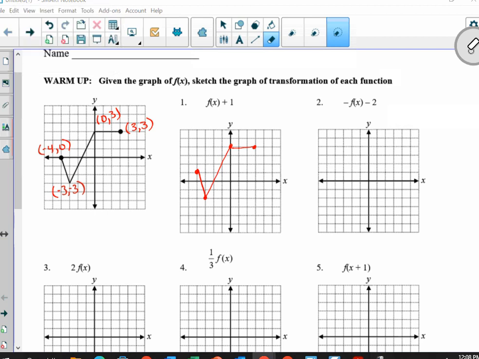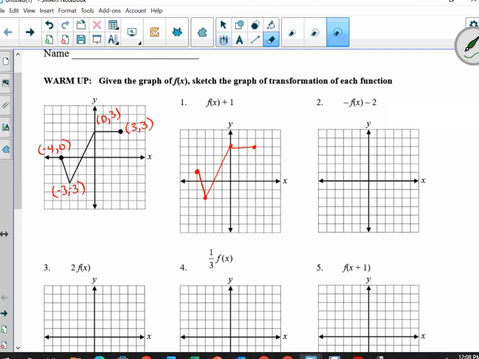All right, guys, let's go through the rest of these. Okay, guys, up here. All right, guys, number 2. Should I deal with the negative in front of the f of x or the shifting by 2 first? Negative. Yeah, we flip first.